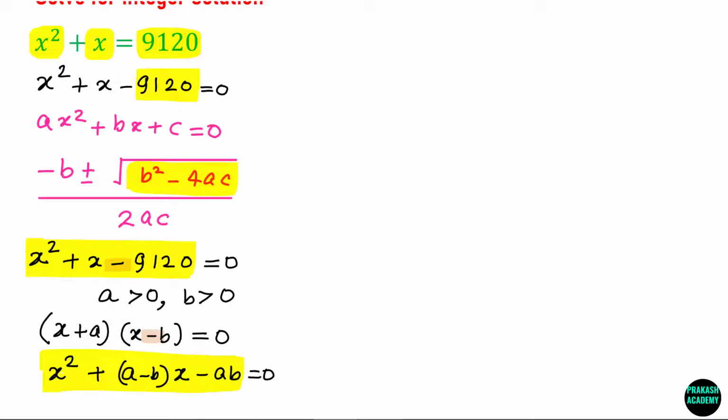So what can you say? You can say from here, the result will be a minus b is 1, that is the difference is 1 in this case, and ab is equal to 9120. Now let us try to see. I need two numbers whose product is 9120. Now these two numbers differ by 1 only, because it is given a minus b is 1.